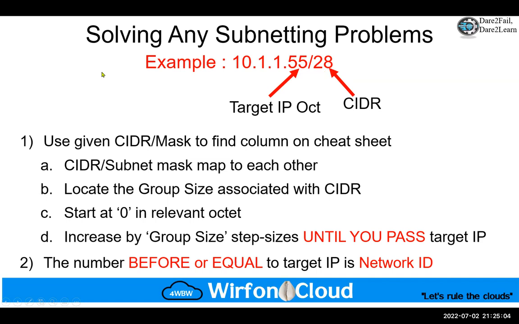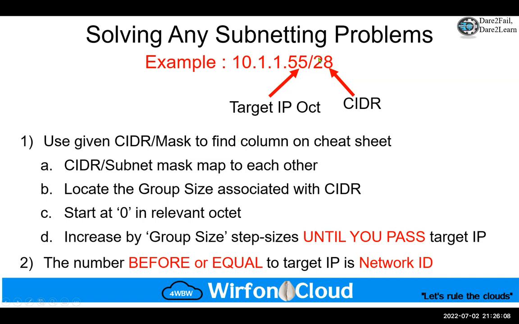Okay. So the steps we use. The very first step, once you get your prefix, your CIDR, your /28, you go ahead and find the corresponding column on your cheat sheet, where your CIDR and subnet mask map to each other. So if you have a /28, you look for where you have your /28 on your sheet and mark that column. From there, you can locate your group size. So you map your CIDR to your group size, and you start at 0 in the relevant octet. You always start at 0 with the relevant octet, and you increase by the group size step size until you go past your target IP octet value.